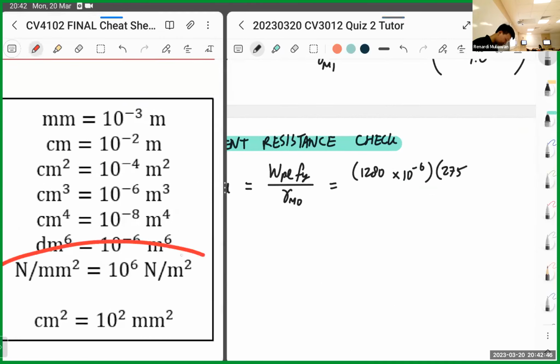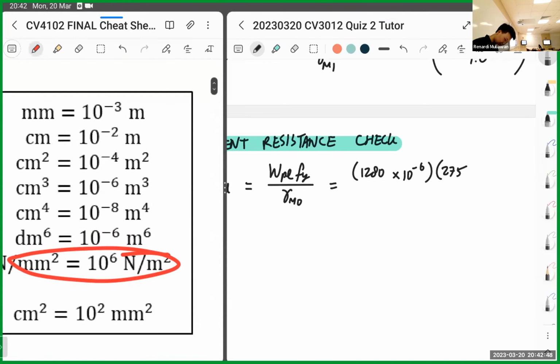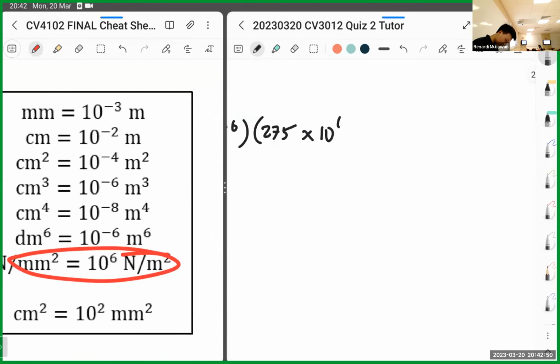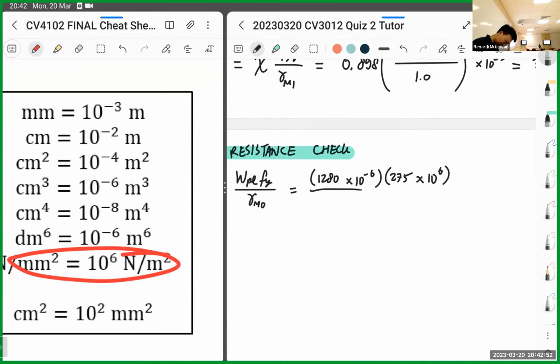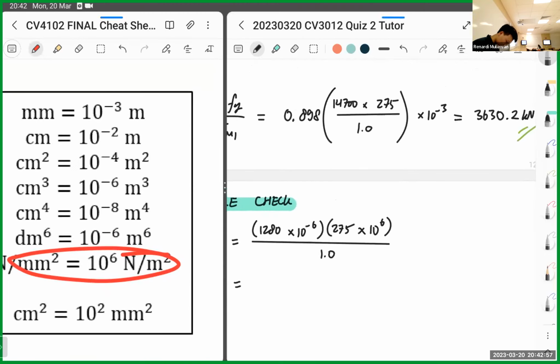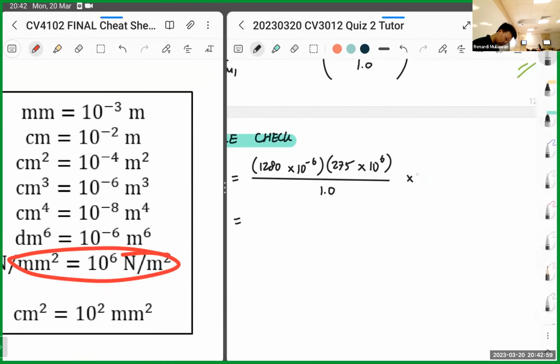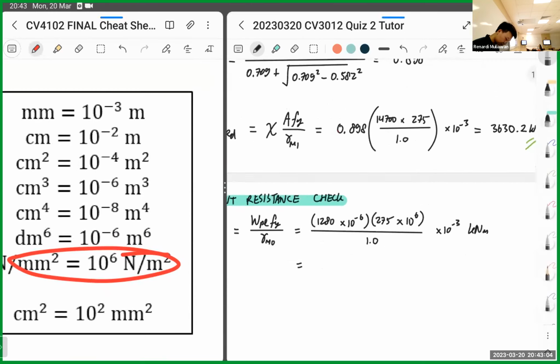So it's times 10 to the 6th, divided by gamma M0, which is 1. And then I want to make this kilonewton, so that's why I make it negative 3. So that's 1280 times 275 divided by 1000. It's 352 kilonewton meters.